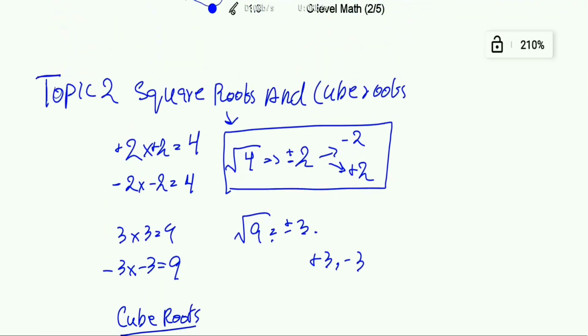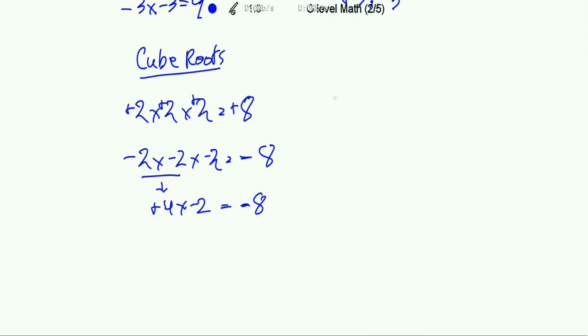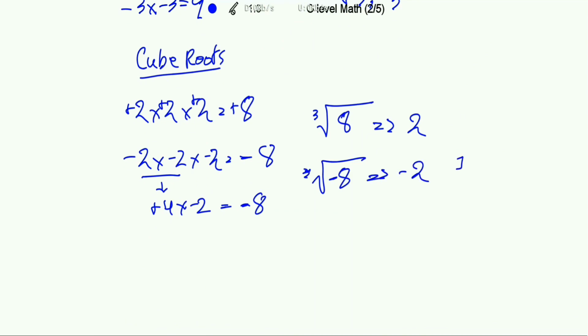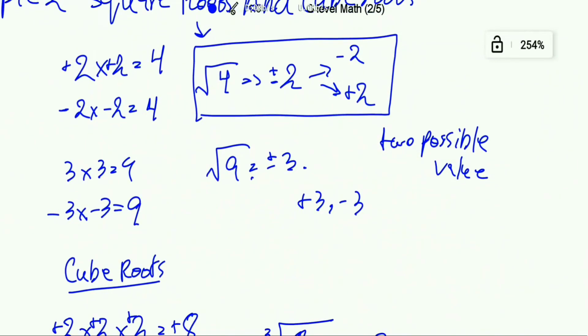Whenever we take the square root of any number, it will give two possible values, plus and minus. But if we take the cube root of any number, let's say the cube root of a, then it will give me 2. And if I take the cube root of minus a, then it will give minus 2. So it's one possible value for cube roots. Two possible values for square roots, one possible value for cube roots. So topic 2 is done.